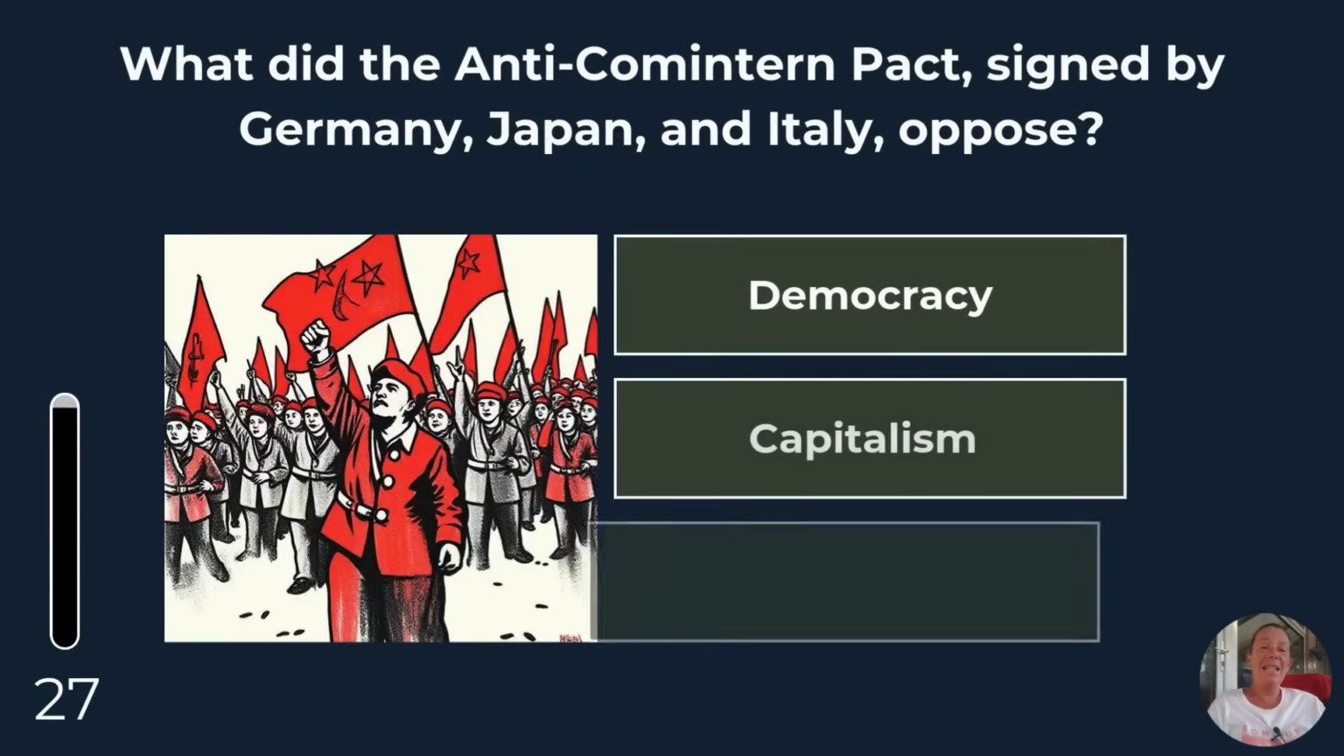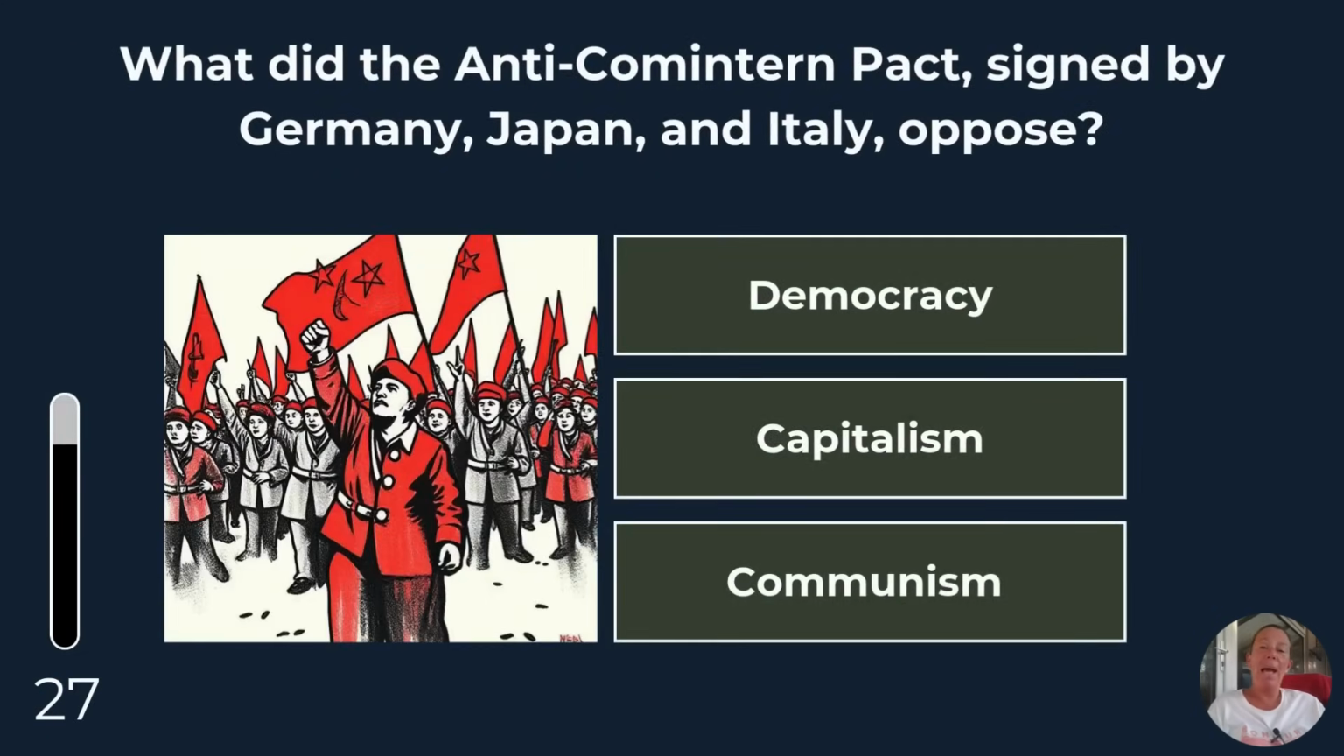What did the Anti-Comintern Pact signed by Germany, Japan, and Italy oppose? Democracy, capitalism, or communism? Communism.